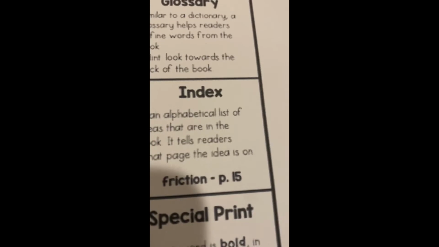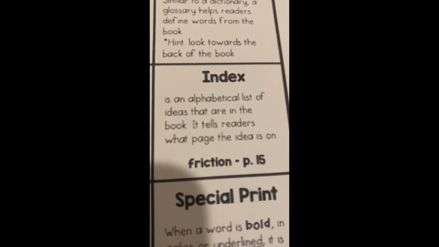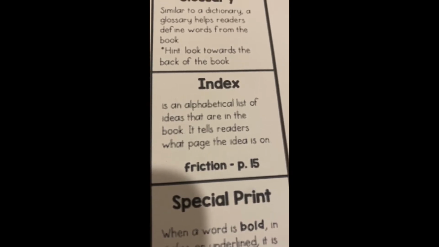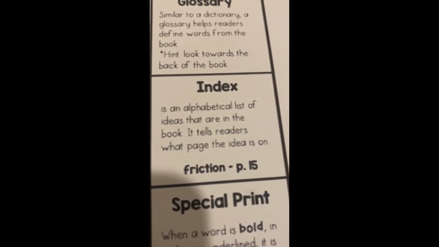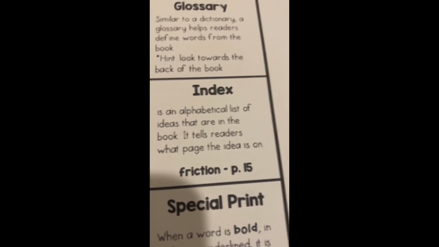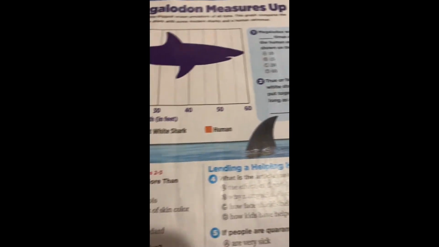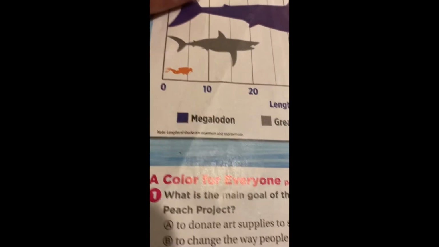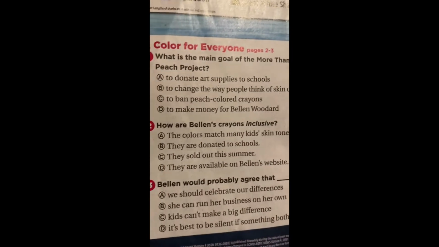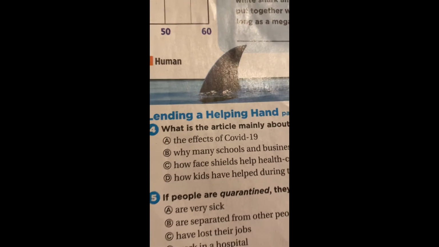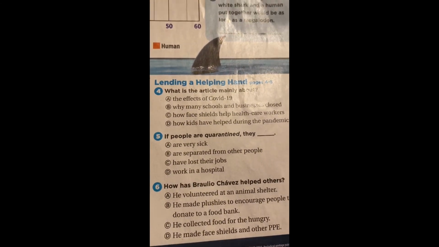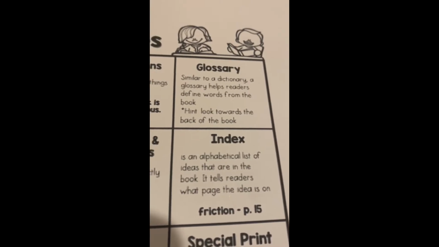The next one here is the index. An index we don't find in a Scholastic News, but other books you might. It's an alphabetical list of ideas that are in the book, and it tells you what page you should turn on to find it. Now, Scholastic News kind of does that. On the very last page, it has a title, Color for Everything is the Story. You see how it says pages 2 and 3. So you can look on pages 2 and 3 to try to help you get the answers to these. Same with this one. It says pages 4 and 5 for that lending a helping hand story. And then that'll help you answer those 3 questions. So kind of, in a way, that's like an index where it tells you what page to look at to find something.